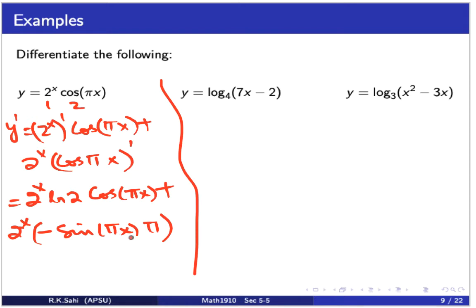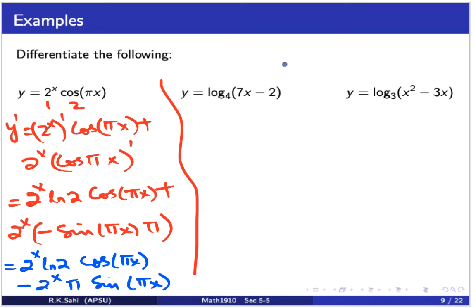Or if you want to beautify it, we can do it. So let's do that, which is going to be 2 to the power x natural log of 2 times cosine pi x. Now this minus will come in the front. Minus 2 to the power x times pi, this is a constant, times sine pi x.